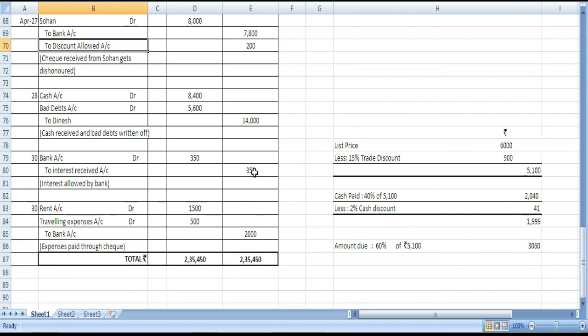I hope you all are practicing and doing your accounting, because practice is very important for accounting. Theory you can do, but it will take lots of time to cover up one question. So, writing practice is very important.